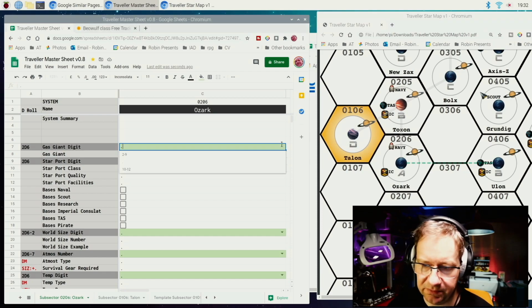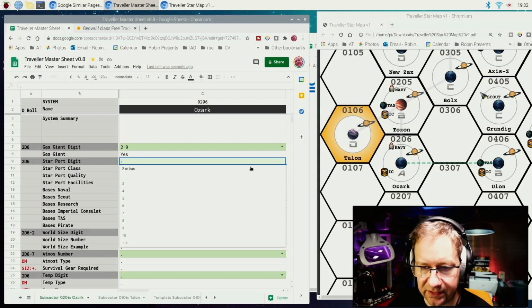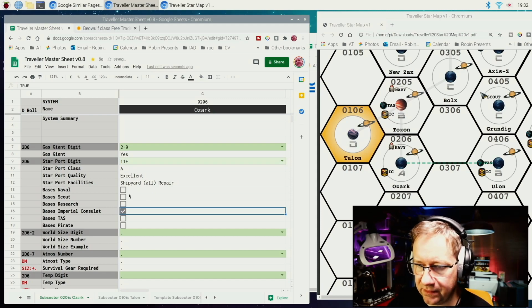And I can see already, because I know there's a system here, there's a gas giant. So yes, and the digit for the starport is actually an A. So it's a very elite, high-end, best starport you can get, which I think is just an 11 plus or 10 plus. So it can do all sorts of repairs. So shipyard, it has an imperial consulate, and it has a naval presence as well.